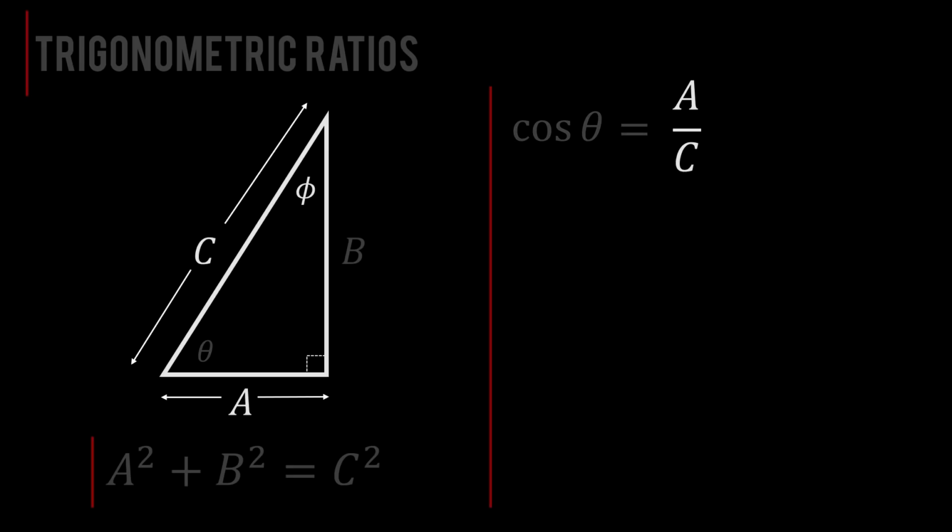Now we could look at another angle we'll call phi, and in this case we can say that the sine of phi is going to be the same as the cosine of theta because the sine of phi is going to be the opposite divided by the hypotenuse.